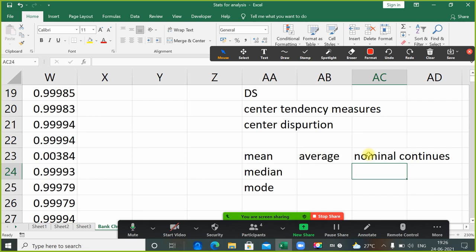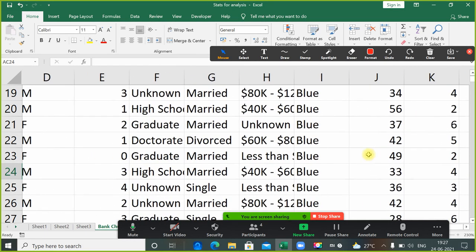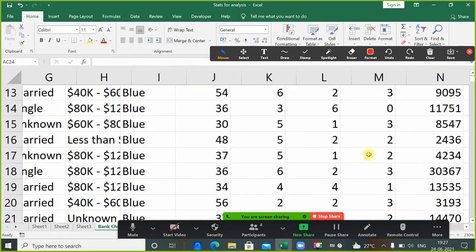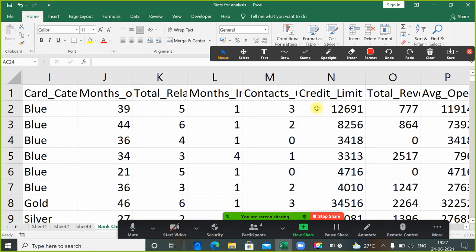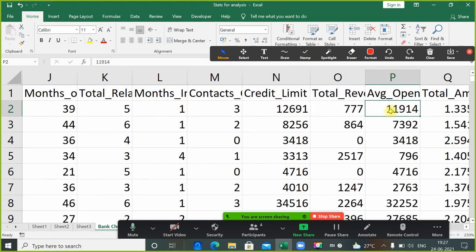ಕಂಟಿನ್ಯೂಸ್ ಅಂತ ಹೇಳಿದ್ರೆ we will not be having a finite number of values which are repeating again and again. ಅಂದ್ರೆ ಒಂದು 5-10 ವ್ಯಾಲ್ಯೂಸೇ ಮತ್ತೆ ಮತ್ತೆ ರಿಪೀಟ್ ಆಗ್ತಾ ಇರಲ್ಲ, ತುಂಬಾ ವ್ಯಾಲ್ಯೂಸ್ ಇರುತ್ತೆ. ಓಕೆನಾ, ಅದನ್ನು ಕಂಟಿನ್ಯೂಸ್ ಡೇಟಾ ಅಂತ ಹೇಳ್ತೀವಿ. ಹಿಯರ್ ವಿ ಆಲ್ರೆಡಿ ಡಿಸ್ಕಸ್ ದಟ್ the nominal continuous data will be like a credit limit or a total revenue or average open or this one buy. Okay, these all are the nominal data.